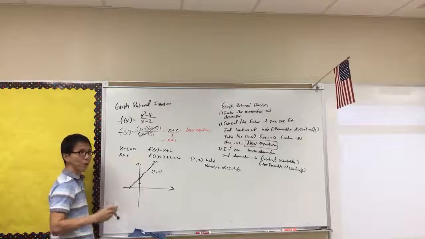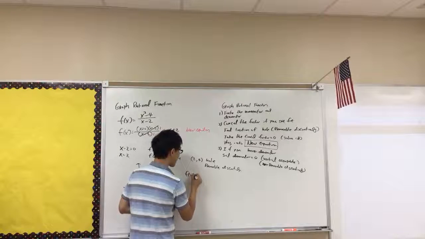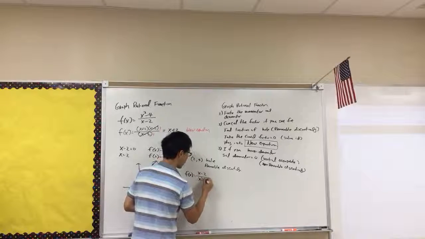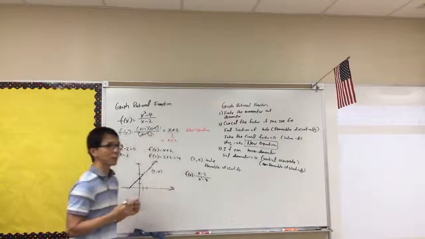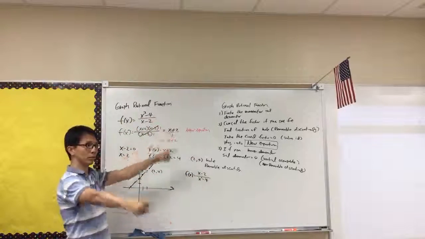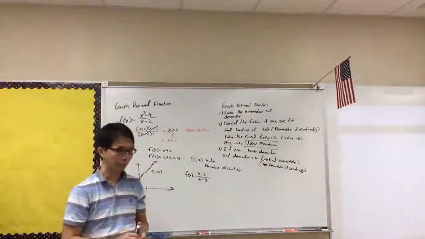So now I want you to grab this function though. This is a new function I want you to grab. F of x is equal to x minus 2 over x squared minus 4. Do you see what's the difference between those two? Yeah, the square doesn't cancel. You're going to have a denominator left over. Okay, so now we want you to grab this one here.